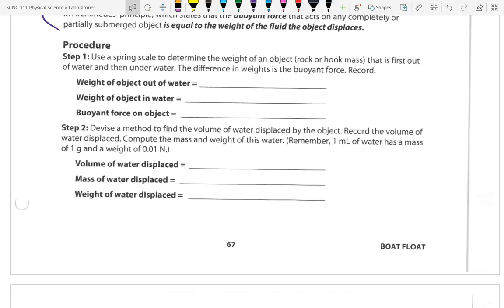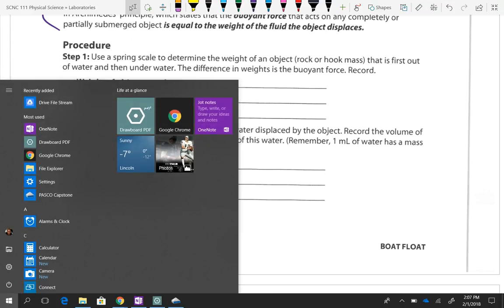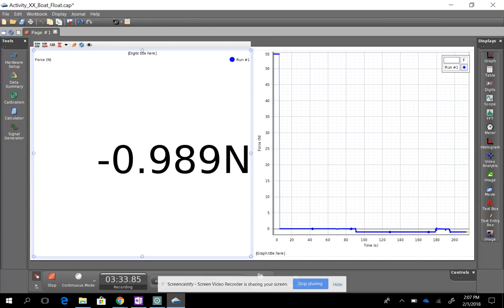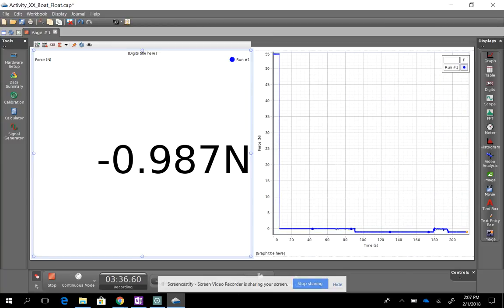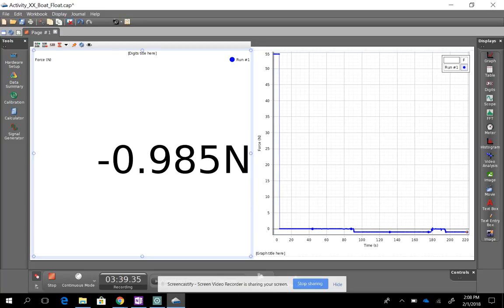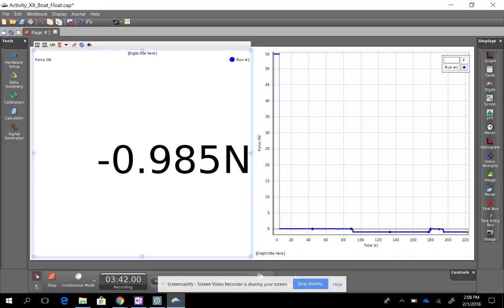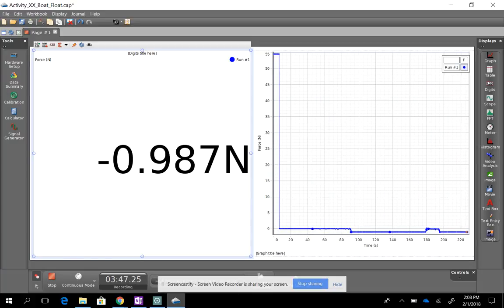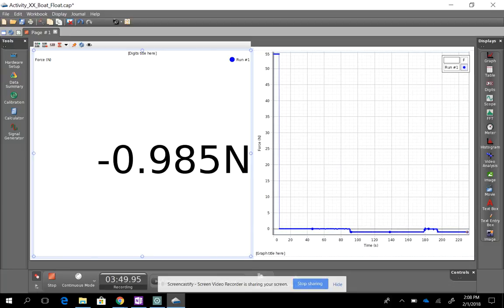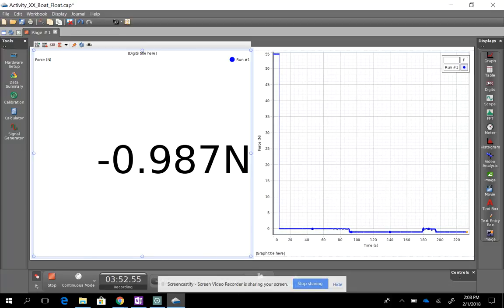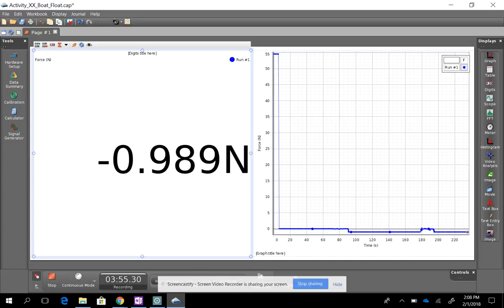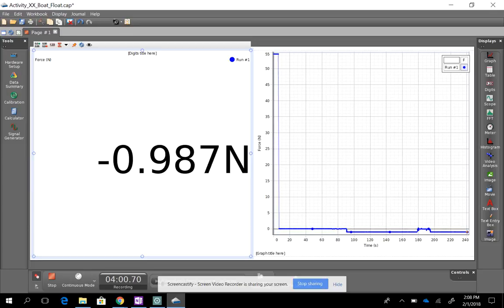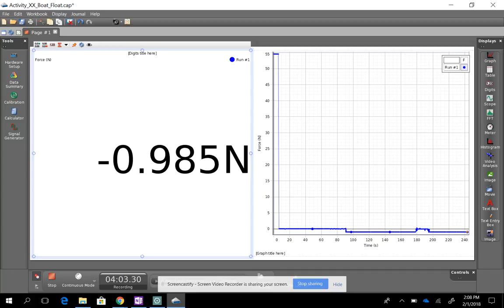So I put that on there, and I get my weight in air is, let's say, 0.987 newtons. Now I'm going to weigh it in water. And this part here, you'll want to do the two things in series. You have two parts there. The first one's going to be weighing it, and the second one is going to be determining how much water it displaces.